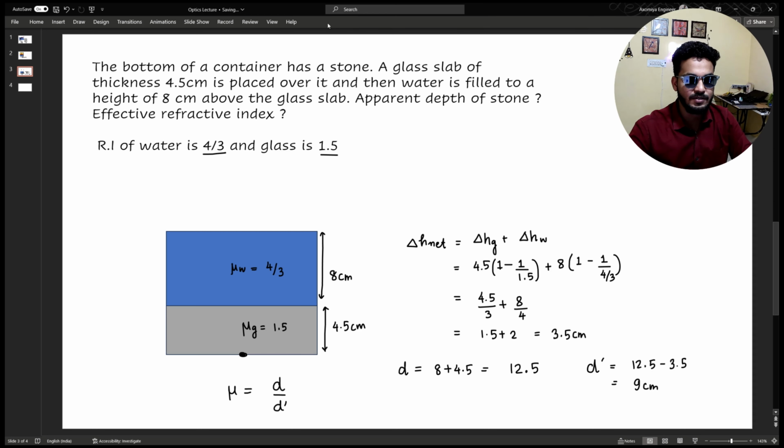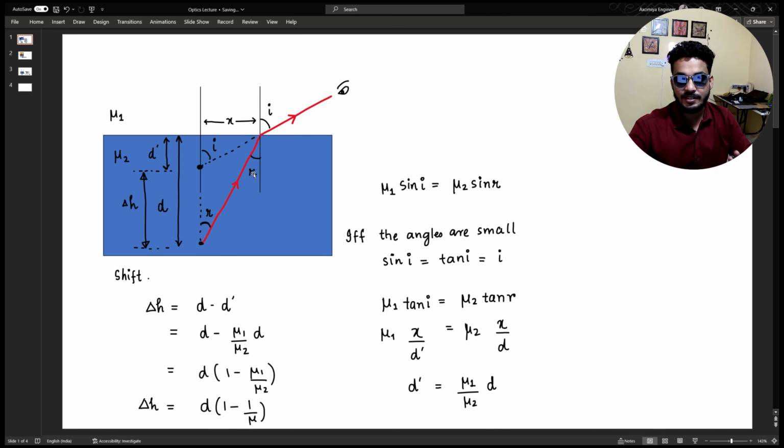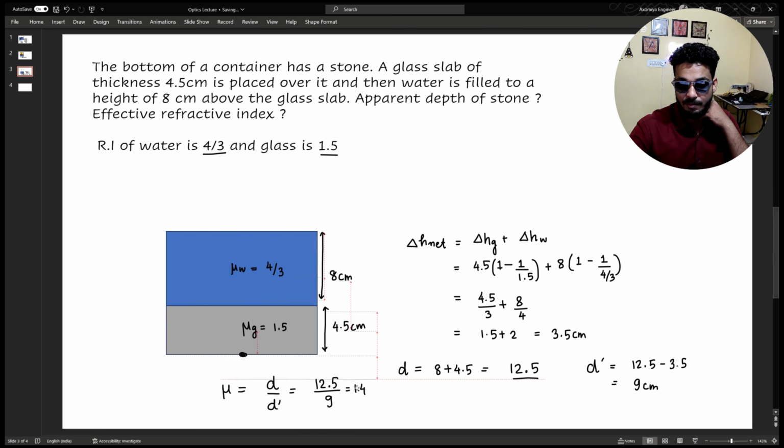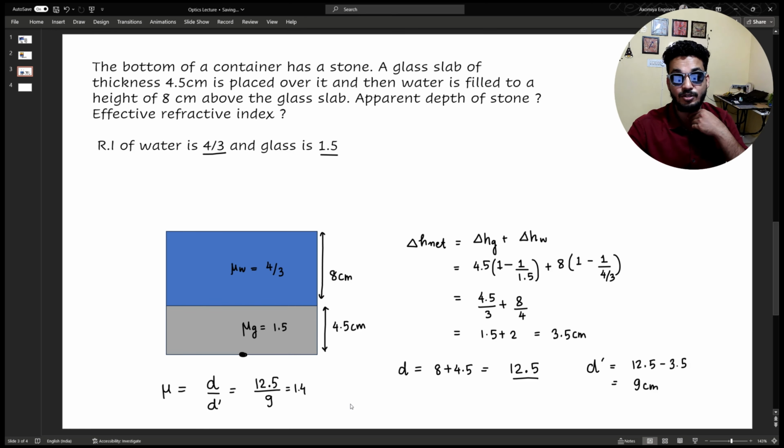Just look at the previous formula that we derived. For a single layer, d dash is mu1 by mu2, but here we're considering air, so d dash is 1 by mu into d, so d by d dash is essentially mu. d we have found out is 12.5. This is the real depth, and the apparent depth is 9. So this ratio is going to be your answer, approximately 1.4. If you imagine a single layer with the same apparent depth, that refractive index is going to be 1.4.